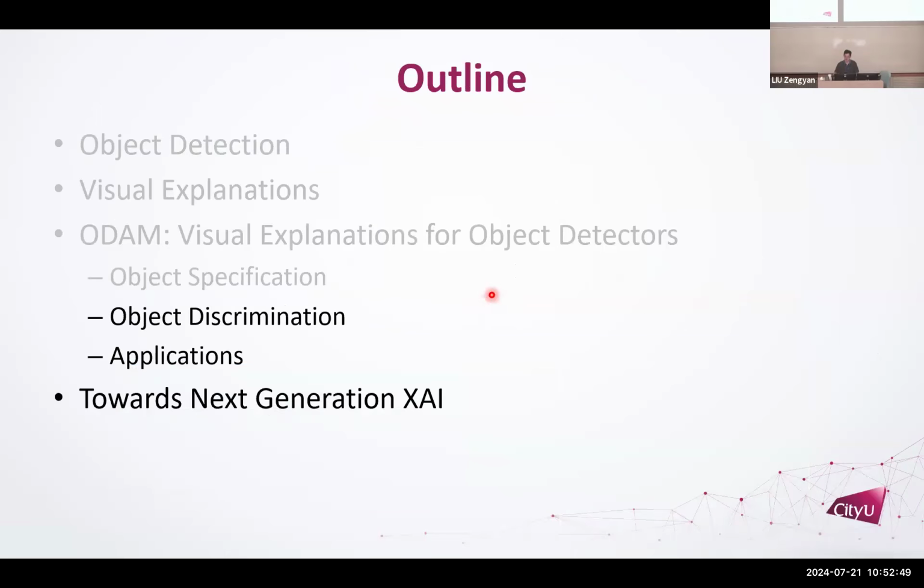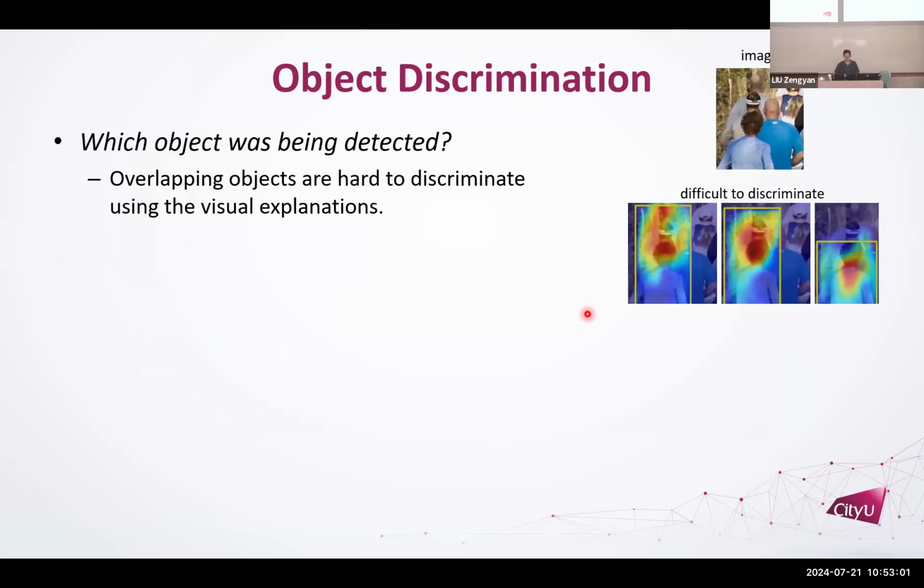Okay. So this is the first part about object specification. And now we can move on to the second aspect of object detection, which is discrimination, because we have multiple objects in the scene. The main question here is whether and how to tell which object was detected. Here we have different saliency maps for different detections, and from this, I could not really tell which person was detected.